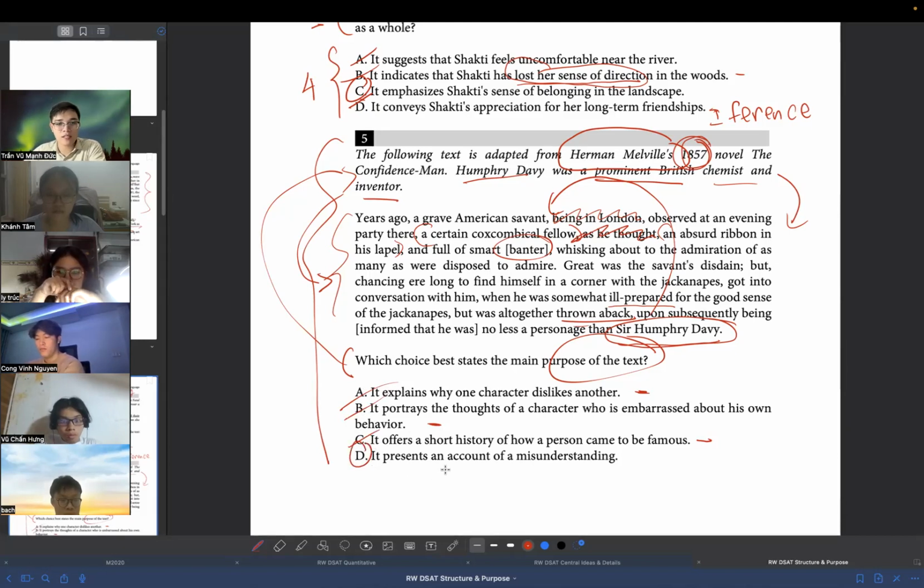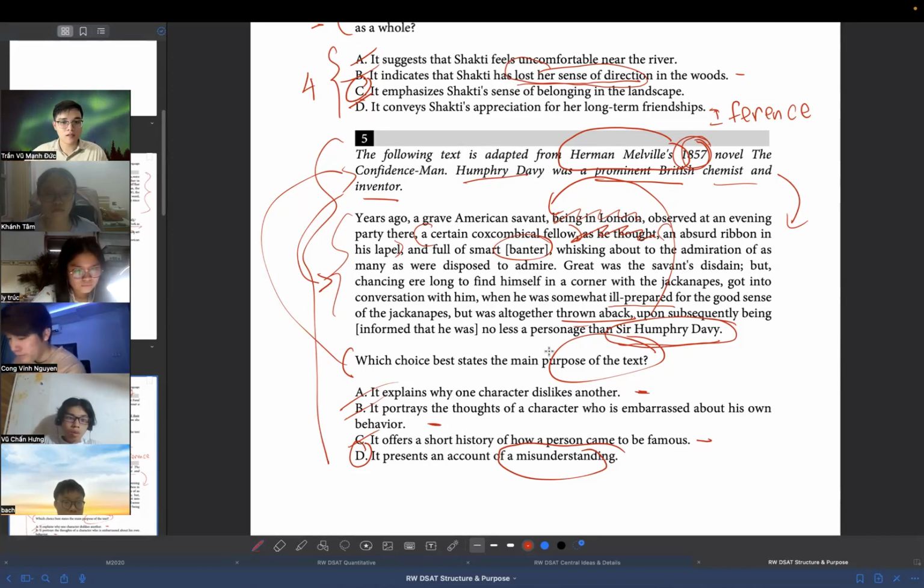But D, let's see, it presents an account of a misunderstanding. A misunderstanding doesn't always have to be negative, and doesn't mean that they are yelling at each other or arguing. Misunderstanding means that they just made a mistake in understanding. So in this case, only D fits: this person doesn't understand anything about Sir Humphrey Davy, but on a closer look, he realized that this man is very famous. So this is a clear misunderstanding, a contradicting thought, right? So this one is D.